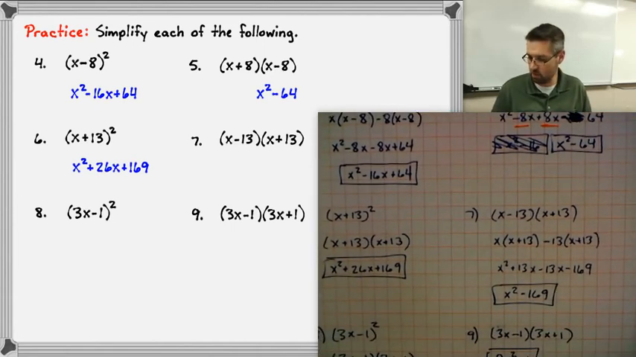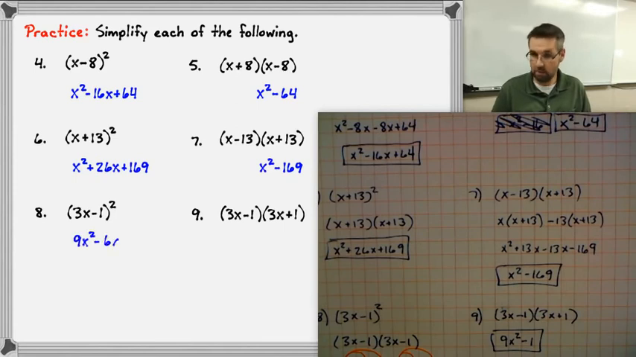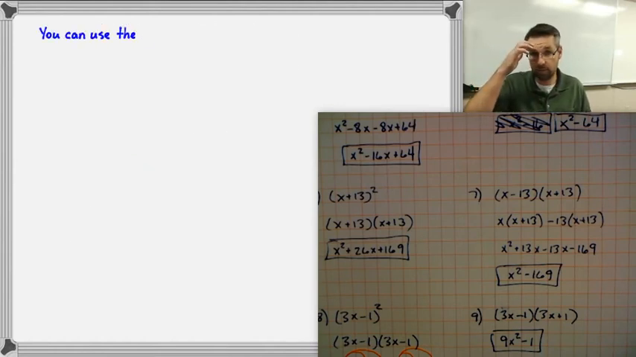And then keep going here, making sure I did everything else right, because I obviously screwed that up. That one looks good. 9x squared minus 6x plus 1, that looks good. And then the 9x squared minus 1 looks good. All right, so that's a good deal there.